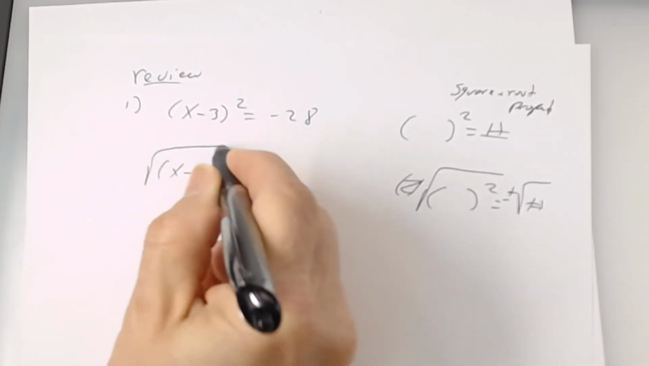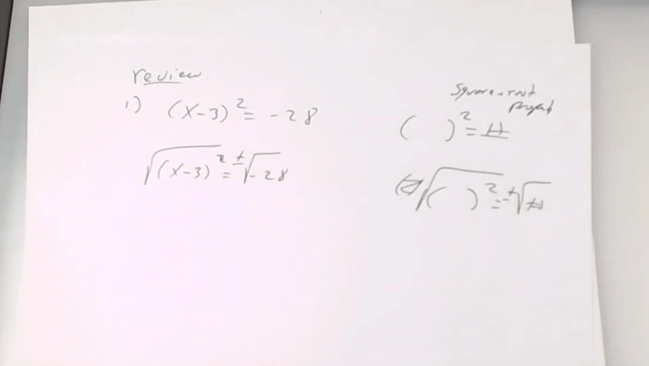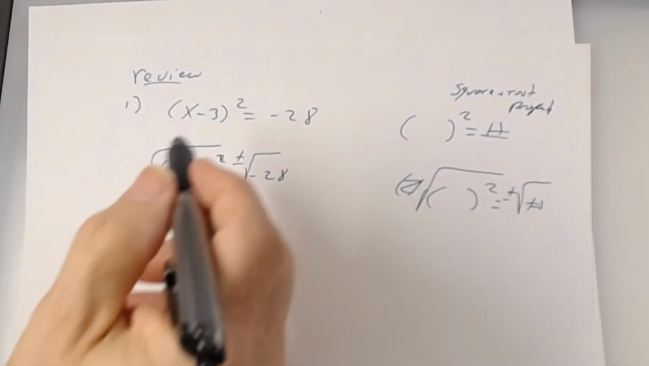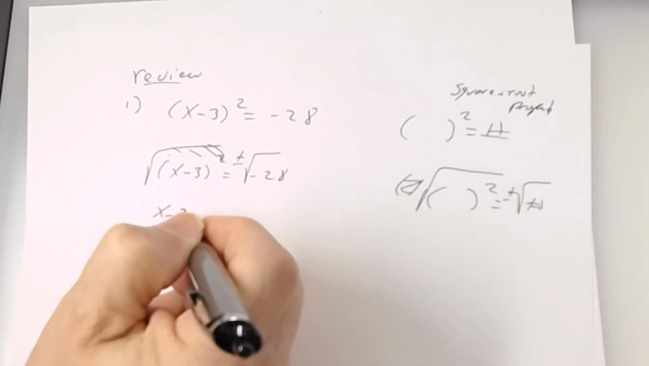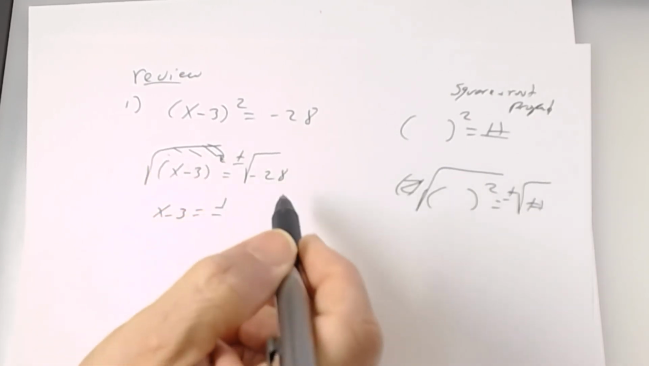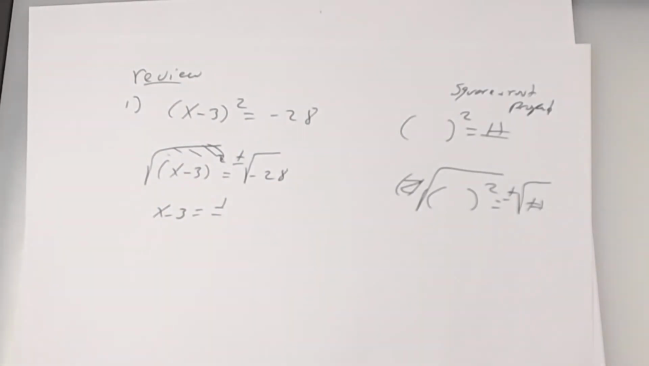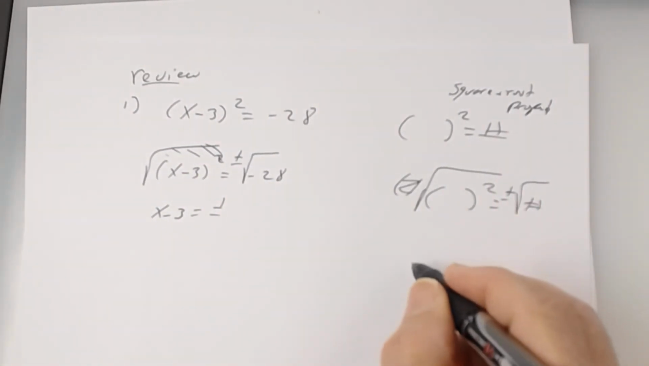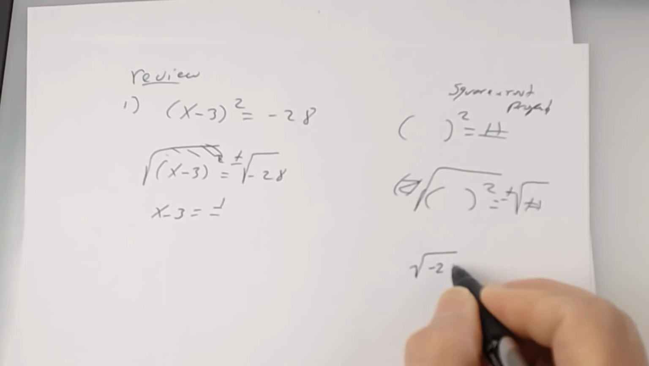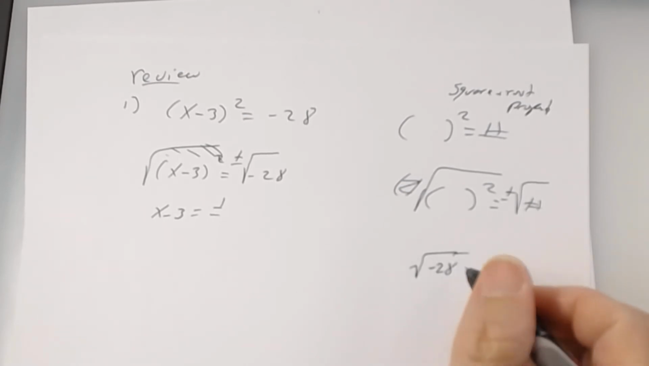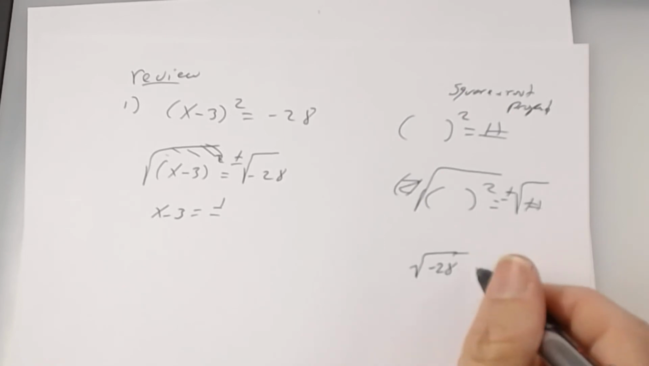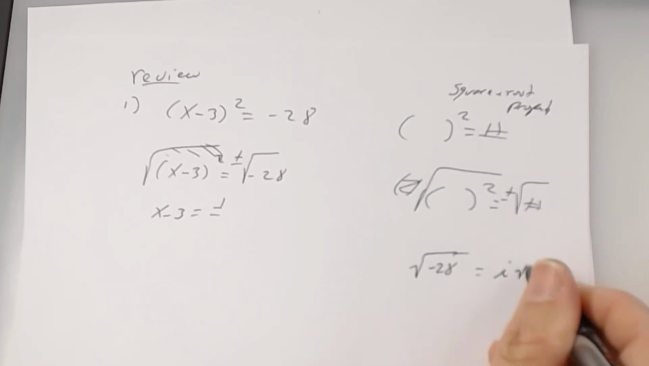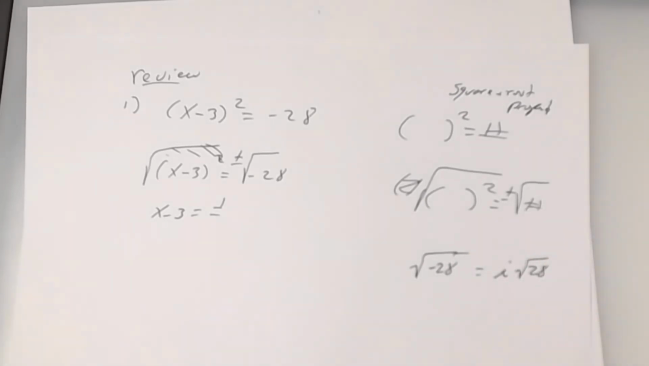So I'm going to take the square root of both sides. I get plus or minus. The square and the square root undo each other. So what's left over here? x minus 3 equals plus or minus. Now we have to simplify the square root of negative 28. So I go off to the side and figure out what that is. First of all, notice I am taking the square root of a negative number. So that's where you have that i in front. So this becomes i times the square root of 28.